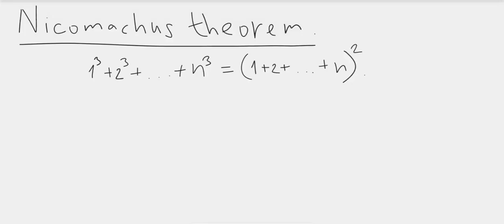In this video I'm going to talk about Nicomachus's theorem. This is an interesting identity that the sum of the cubes of the first n natural numbers is equal to the square of the sum of these numbers. We are going to prove it by induction.